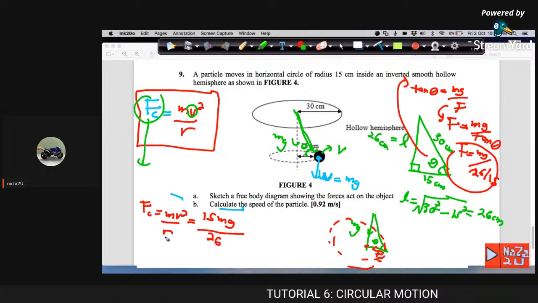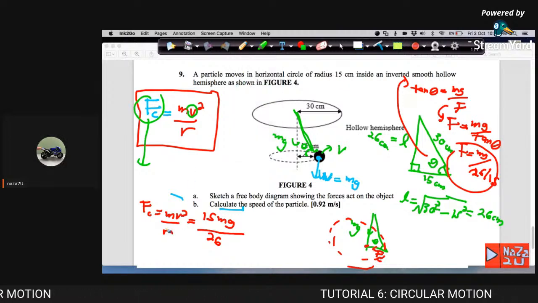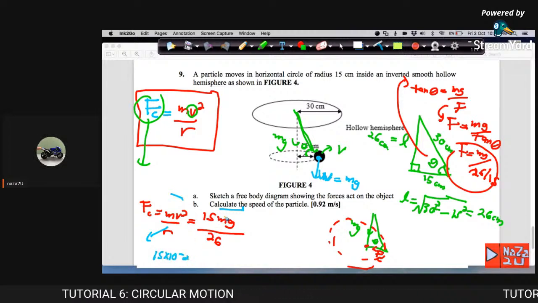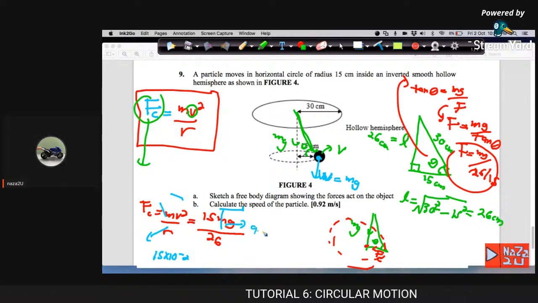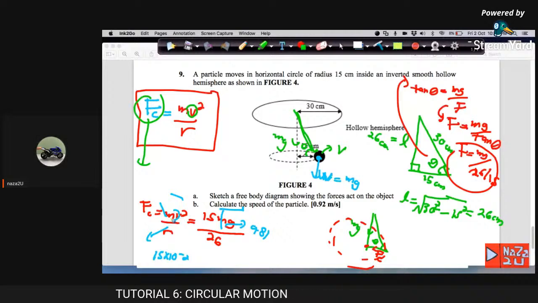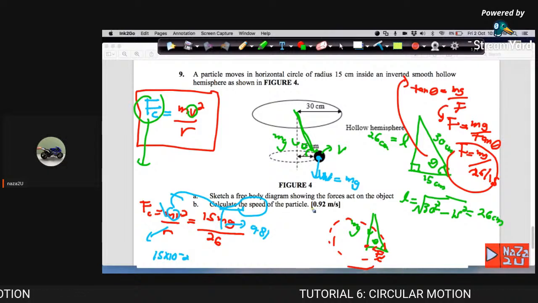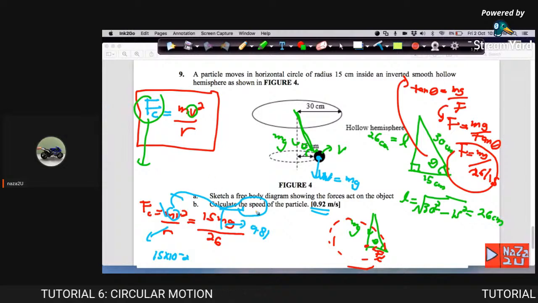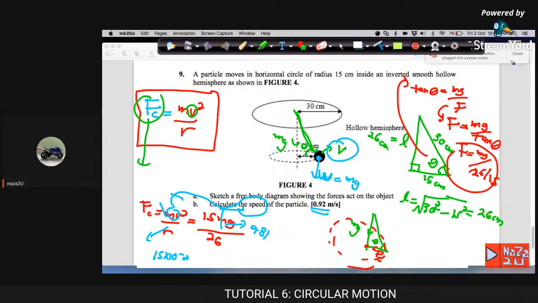Okay. So R is equal to, sini dia bagi 15 radius. So R here is equal to 15, tukar pada meter is 10 to the power of minus 2. And the mass we can cancel here. So G is 9.81. So you can find the value of the speed. Ini mencari speed, so ganti, this is the correct answer 0.92. So this is how you can find the speed of it.